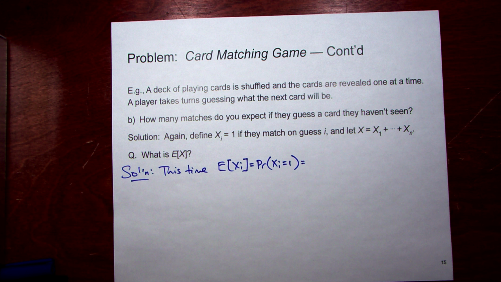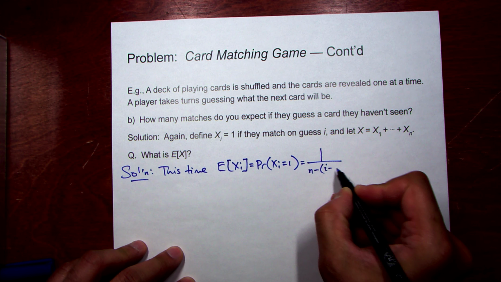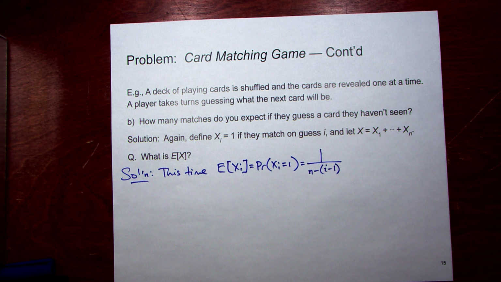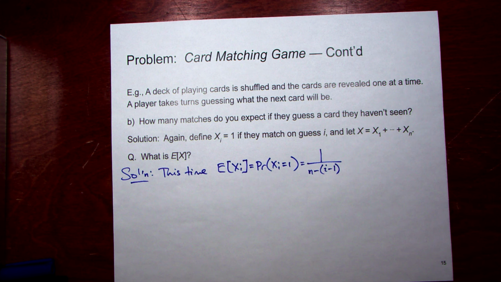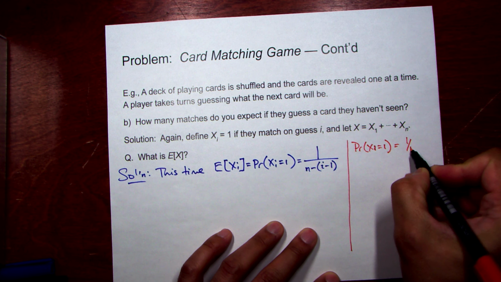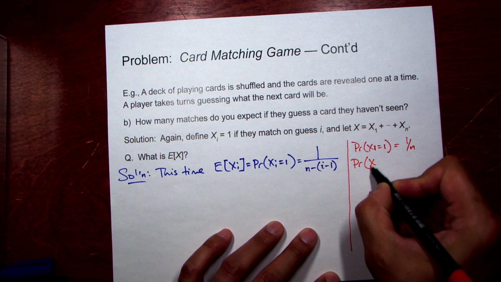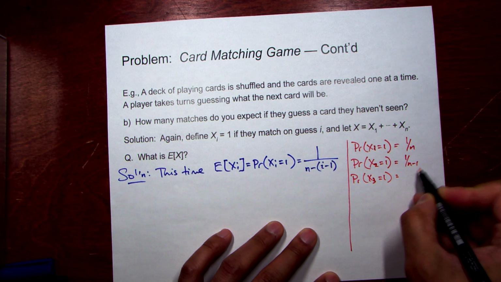Good, yeah, how'd you get that? Good. So you need something that is going to go down over time, right? On the denominator, it's definitely going to be 1 over something, whatever the number of cards left in the deck is. But it's got to start off on the first guess as n minus 0. It's going to be a 1 over n chance. And to see that this lines up, remember the probability that x1 is 1 is 1 over n, and the denominator should go down by 1 each time, so 1 over n minus 1, 1 over n minus 2, and so on.